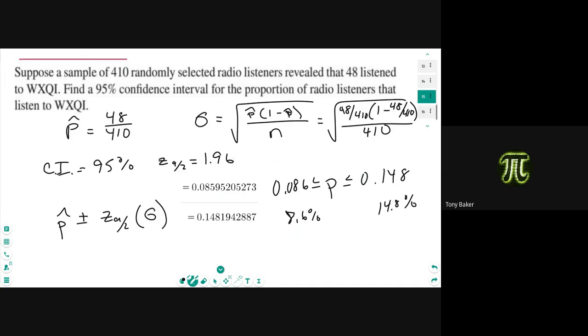So you're still doing confidence intervals. We're just looking at it in terms of a proportion instead of a mean.